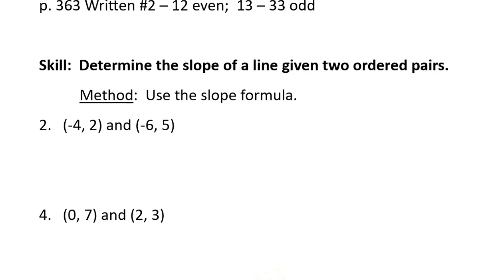Here's number 2. We're given two ordered pairs that we're told are on a line, and we're asked for the slope of that line. The slope is a number that describes the inclination of the line when it travels through these 2 points. The slope formula is y2 minus y1 divided by x2 minus x1.